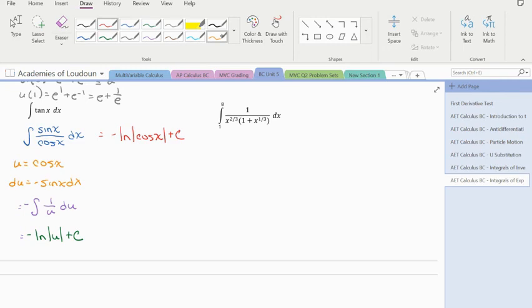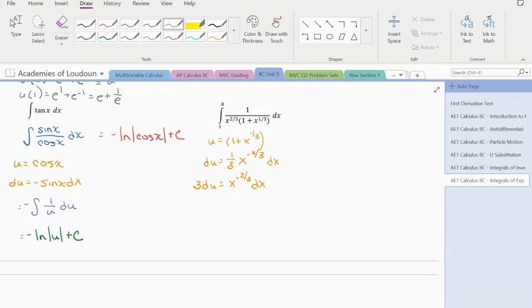And then the last example that we're going to do is this one. So again, we're going to choose our u to be 1 plus x to the 1/3. Du is going to be 1/3 x to the negative 2/3 dx. Again, we recognize I don't have the 1/3, but I do have an x to the negative 2/3. So this becomes 3 times du is equal to x to the negative 2/3 dx.